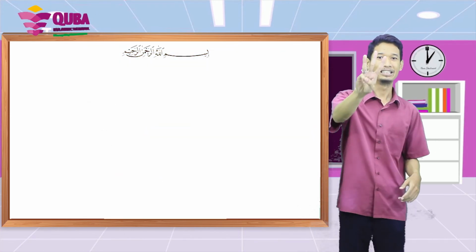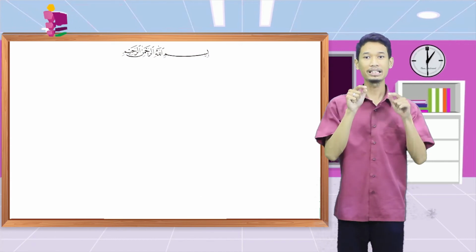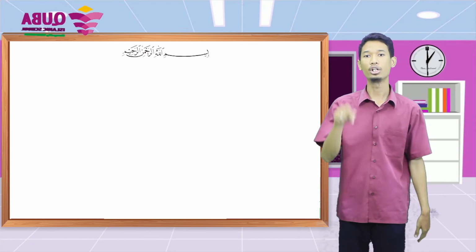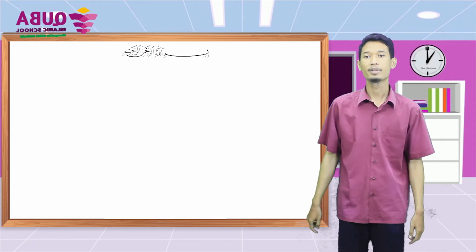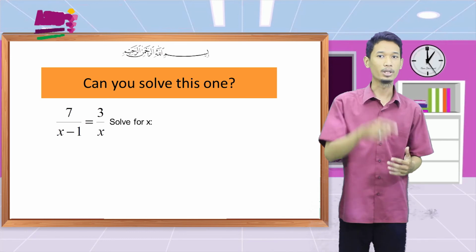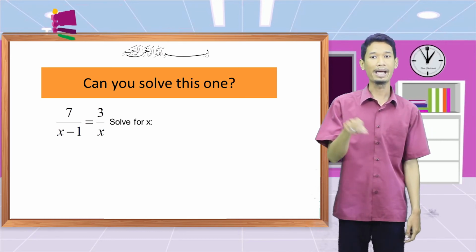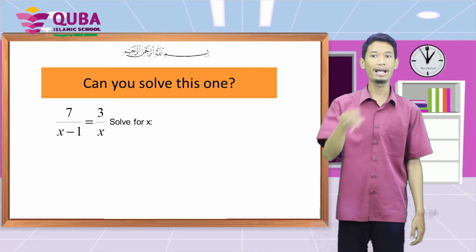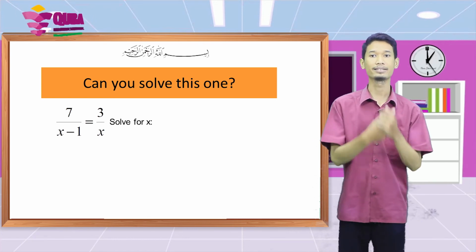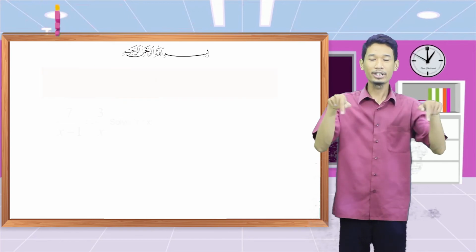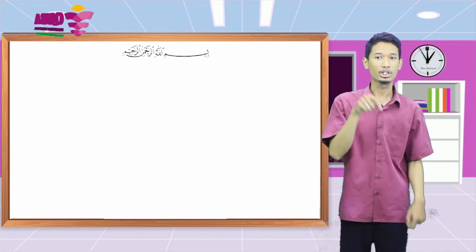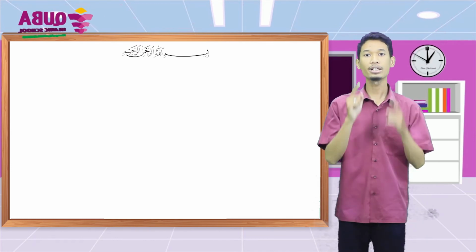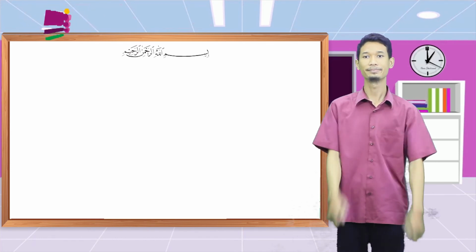And then number 3, you can answer it and you can type the answer in the comment column. Can you solve this one? 7 over x minus 1 equals 3 over x. Solve for x. Okay. You can write the answer in the comment column and write your name and your classroom. Okay?